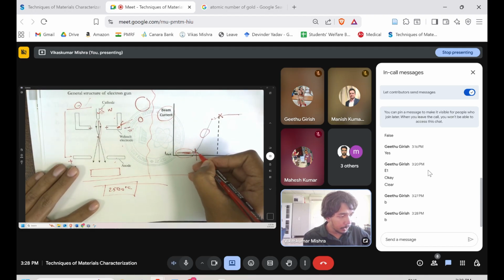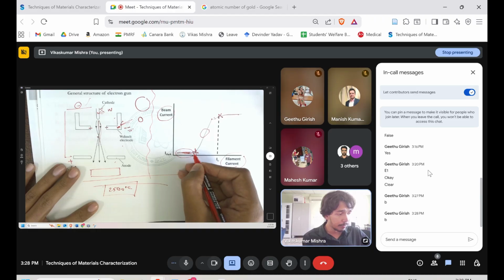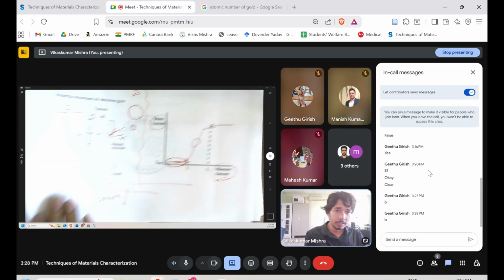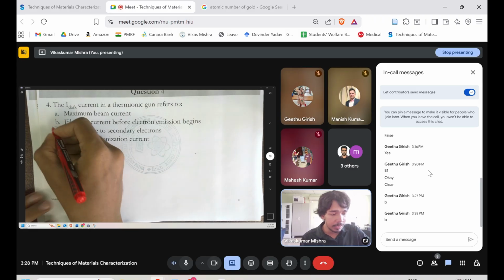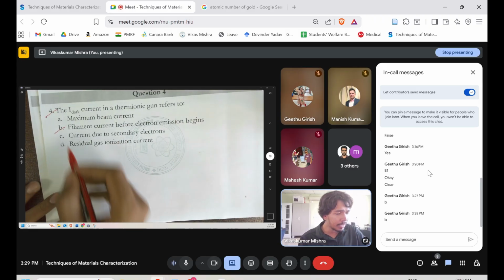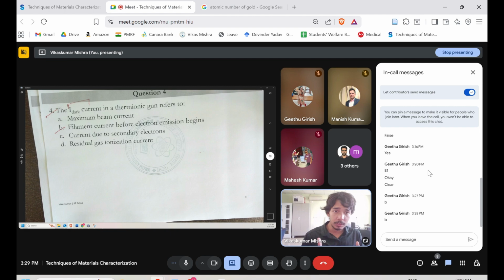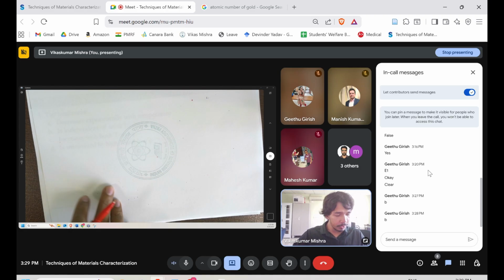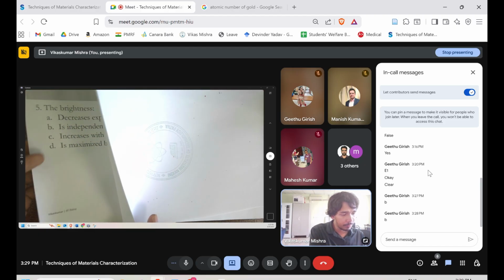This is the point where thermionic emission begins. Before that, there will be very little or no thermionic emission. So option B is the correct answer. You will get that dark current, it will be very small. You won't be able to image your specimen. You won't be able to see the microstructure. Okay, very good. Let's move ahead. Let's go to question number 5.